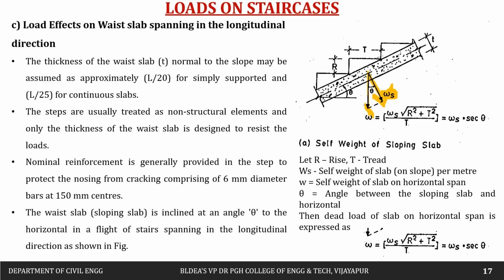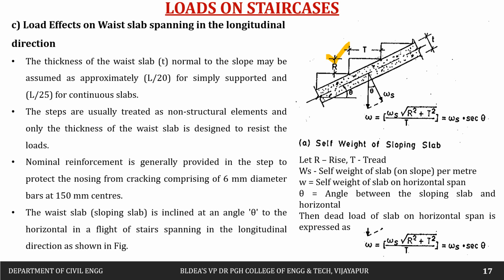If you want to calculate its vertical component, we can resolve this. If this angle is theta, then this angle will also be equal to theta. Then the inclined component: ws into cos theta, so this inclined distance will be square root of r square plus t square, into ws divided by t. This formula we can remember to calculate the self weight of the slab on a horizontal span.